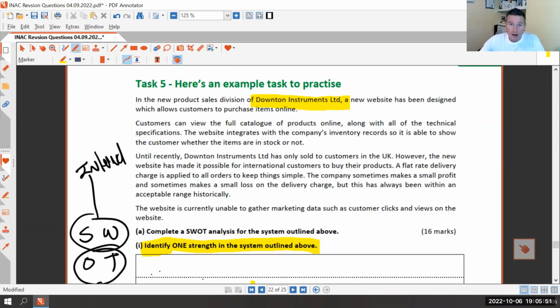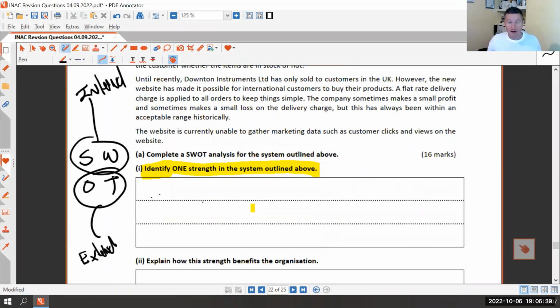Here we've got customers can view their full catalogue of products online, along with all the technical specifications. The website integrates with the company's inventory records, so it's able to show the customer whether the items are in stock or not. I'm not going to lie, there's a strength in there. Anyone want to suggest what it is? Like I say, as long as it is justifiable, we've got to give you marks. Yeah, Paul, totally agree with you. The fact that the website is integrated with the inventory records. Exactly.